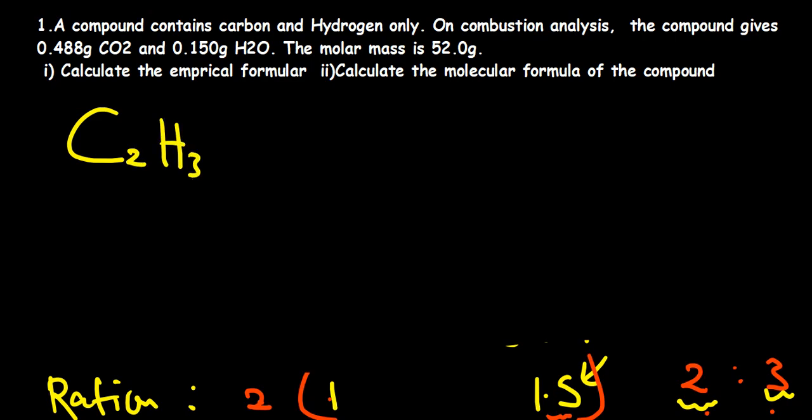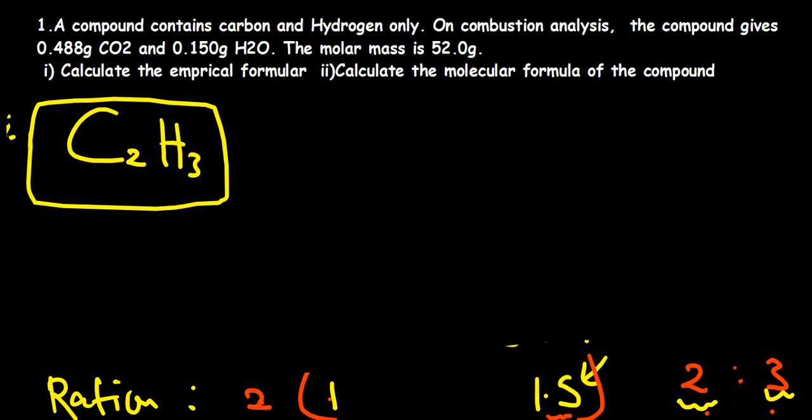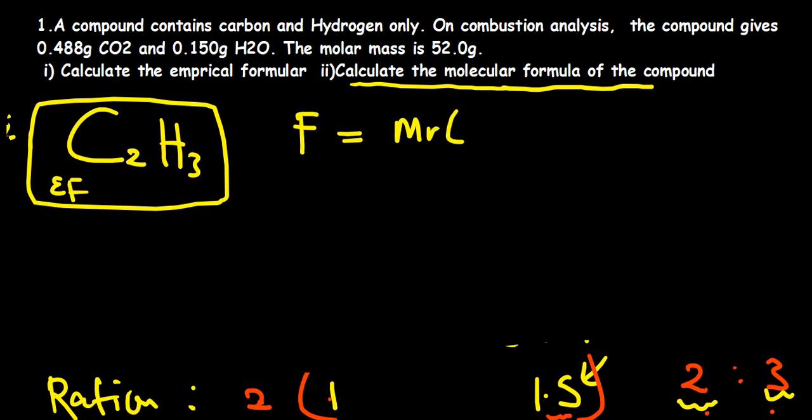The second part says calculate the molecular formula of the compound. So how do you calculate the molecular formula of the compound? Remember, we have to find the factor to multiply this empirical formula with, and that factor is equal to the molar mass of the compound, or the molar mass of the molecular formula, divided by the molar mass of the empirical formula. The molar mass of the molecular formula is always given in the question, or they will give you quantities that will help you find it.